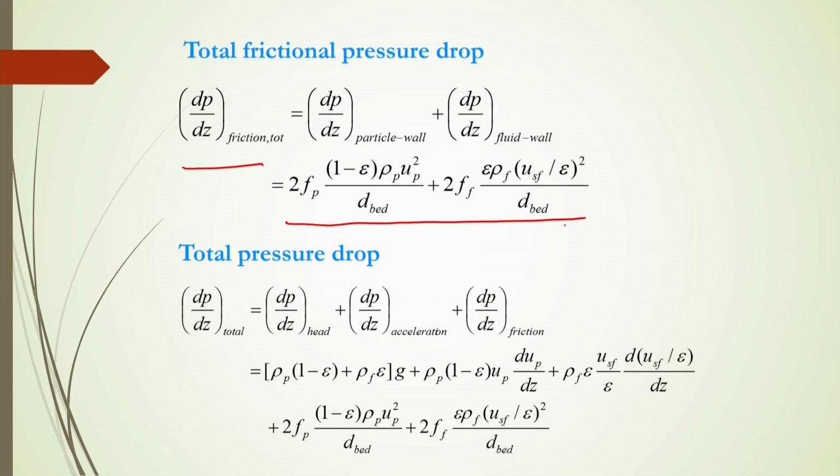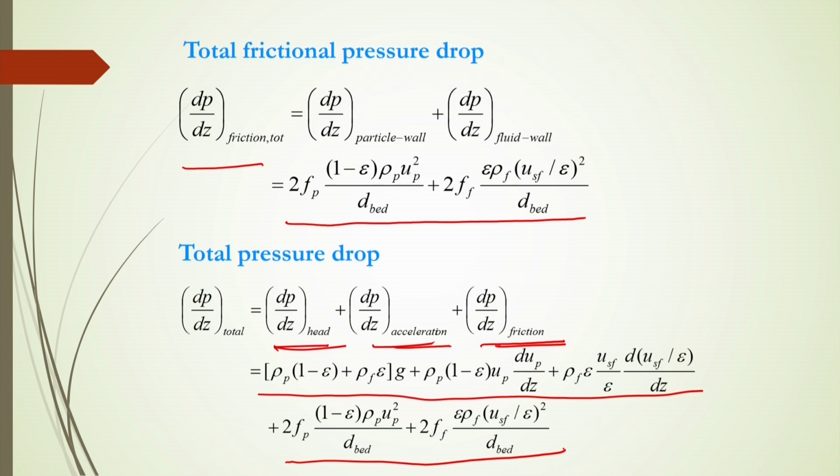So total pressure drop will be equal to head pressure drop, accelerative pressure drop and frictional pressure drop. If you substitute the equations for those three parts, head, acceleration and friction, then finally you can obtain this equation. So from this equation you can say what the total pressure drop should be. If you know the total pressure drop from the experimental value, and this equation is nothing but the theoretical value, if you match it, of course it will be near, or with the least error, the value that you can obtain.